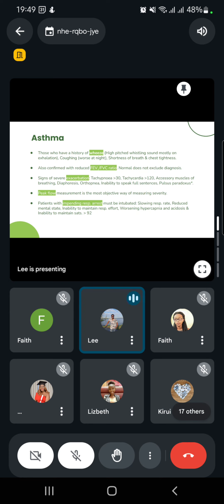Yeah. So when they're starting to get to slow respiratory rates they're starting to get fatigue. This is after they've been getting tachypneas for quite some time. They have a reduced mental status, just as you're assessing them. They have an inability to maintain respiratory effort, so shallow breath sometimes also, worsening hypercapnia and acidosis if you're able to do BGA, and then inability to maintain saturations above 92.